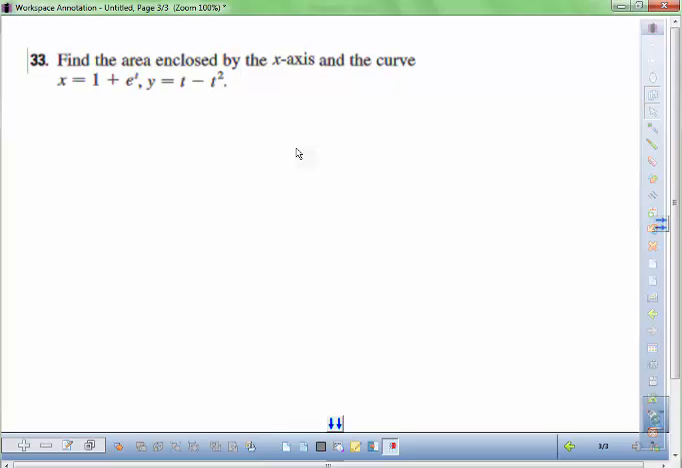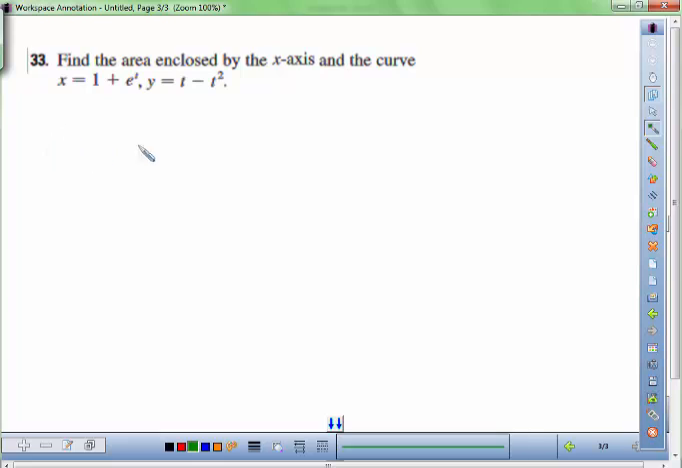You should verify that this actually is a one-to-one graph, and if you know anything about e to the t, it just goes straight up. So 1 plus e to the t looks like it'll have an asymptote at 1, so it won't go below 1. Having a graph that doesn't go back down makes it a one-to-one function. So this is okay to integrate to find the area under the curve.